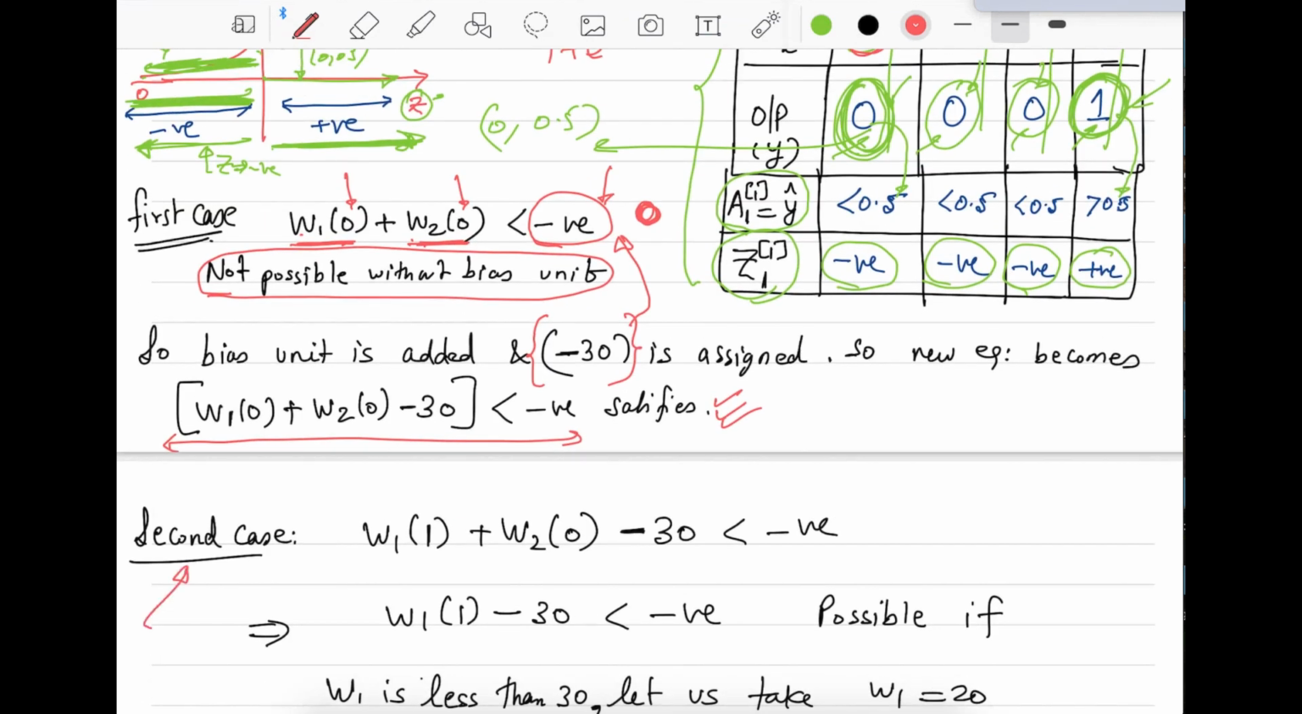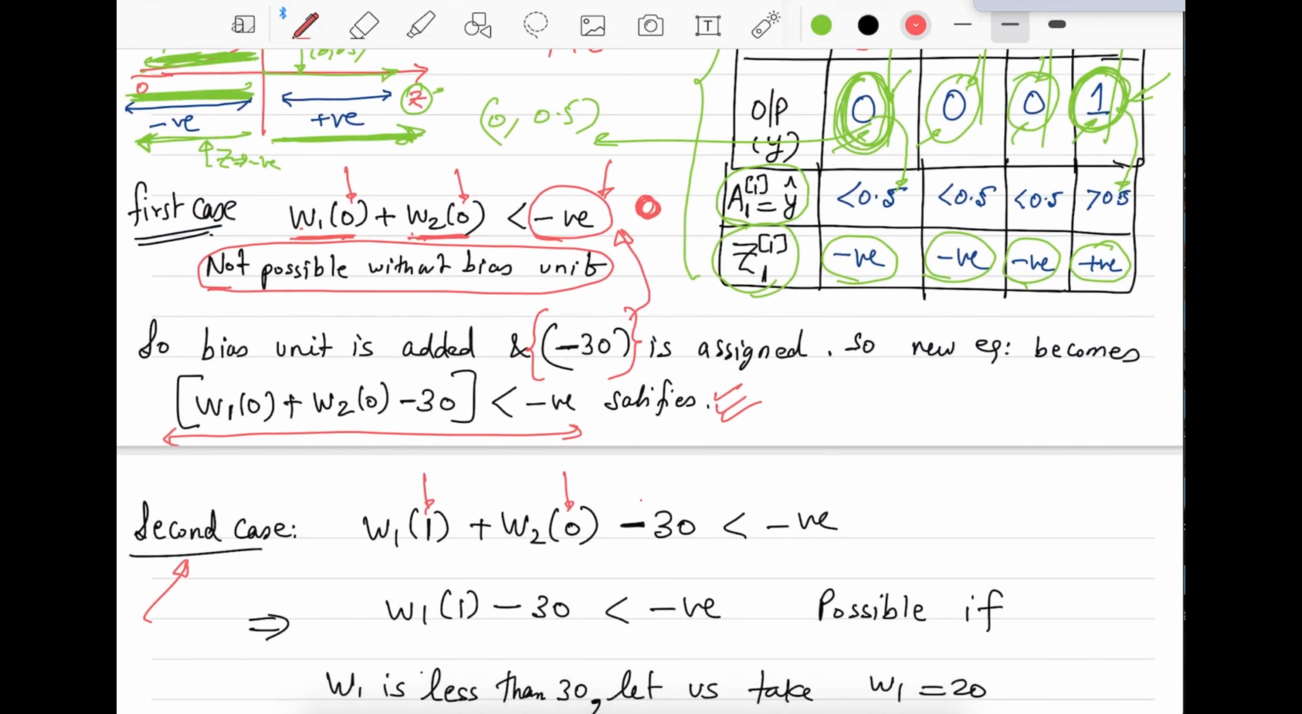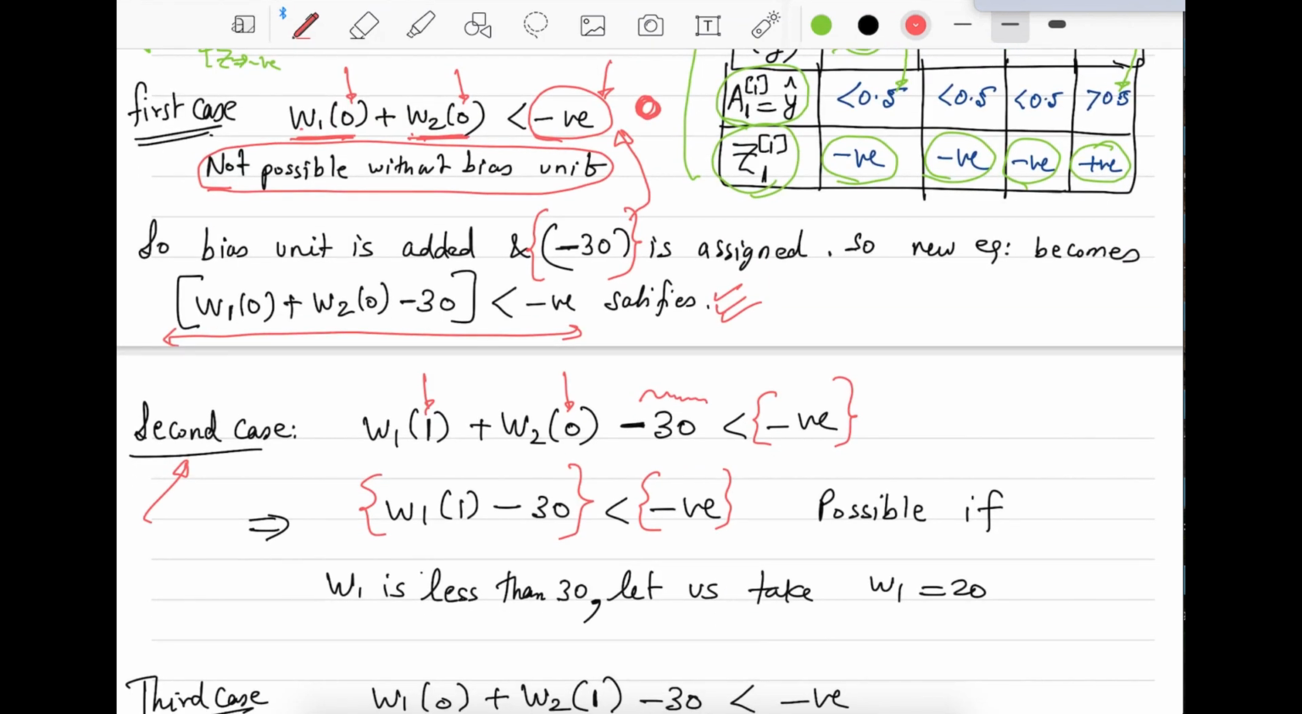The second case is 1 and 0. This 1 and 0 are plugged in here. Now the bias is there because of the first constraint, and we also know that it has to be negative again. And this is 0, so it becomes W1 minus 30, and this is negative. The important thing is how to make this negative. It is only possible when you make W1 less than 30. So if you make it 20, then it will be negative. So let us take W1 as 20. It depends on you whether you want to take 10, 5, 6, whatever. It doesn't matter. The only thing that matters is this constraint. So now you have W1 as 20.